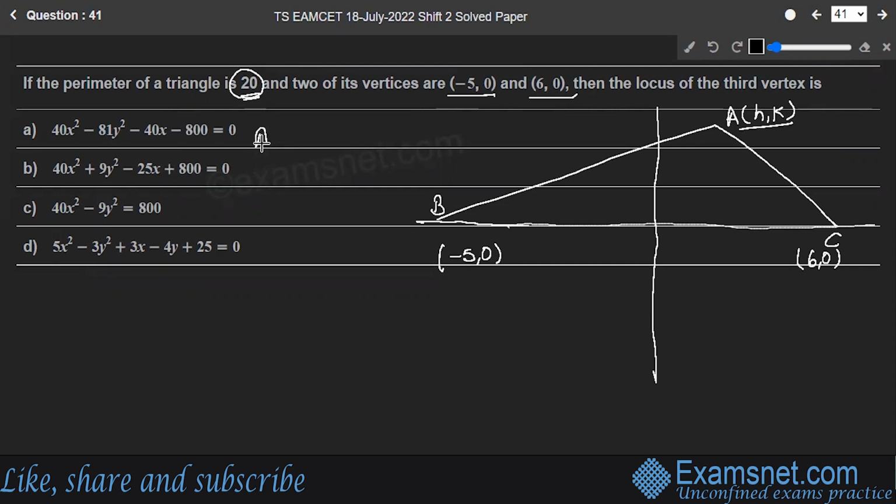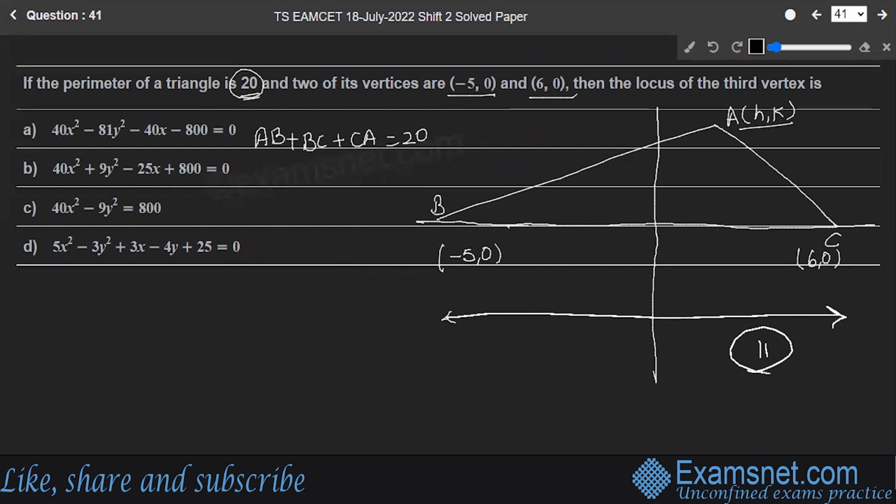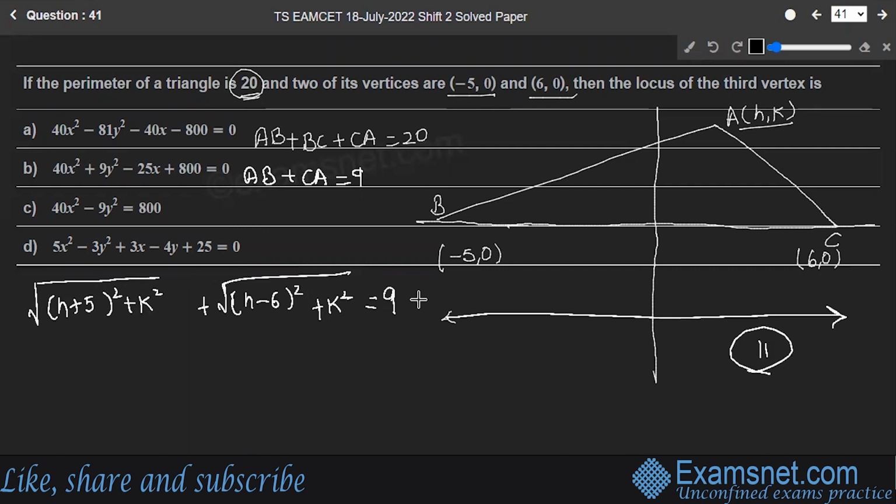Now you know one thing, the perimeter is 20. That means AB plus BC plus CA is equal to 20. You know BC, it's 11. So AB plus CA will be 9. Correct. Now, what is AB equal to? Let's apply the distance formula. AB is equal to root of (h plus 5) square plus k square, plus root of (h minus 6) square plus k square is equal to 9.